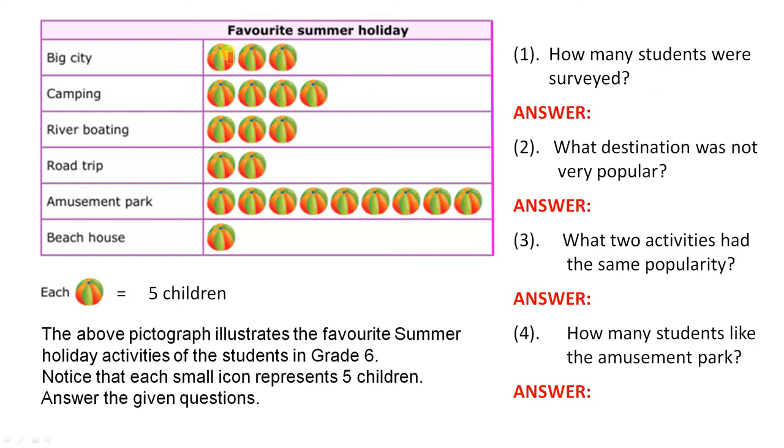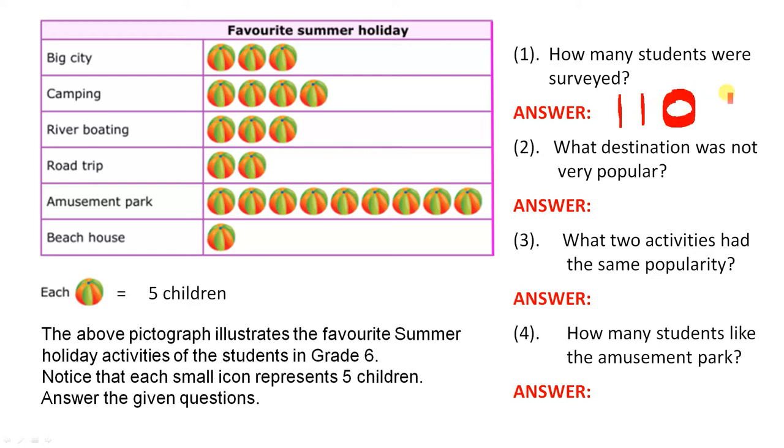Okay, let's count these icons here. 1, 2, 3, 4, 5, 6, 7, 8, 9, 10, 11, 12, 13, 14, 15, 16, 17, 18, 19, 20, 21, 22. So there are 22 icons. So 5 times 22 equals 110. So that's how many children were surveyed.